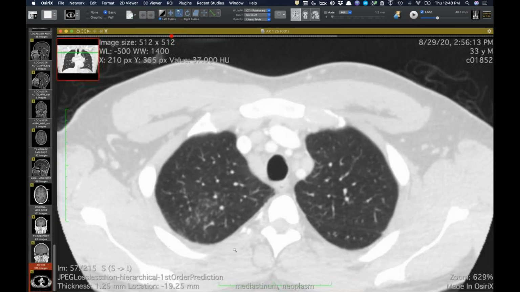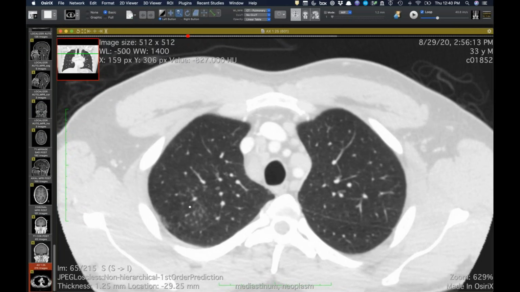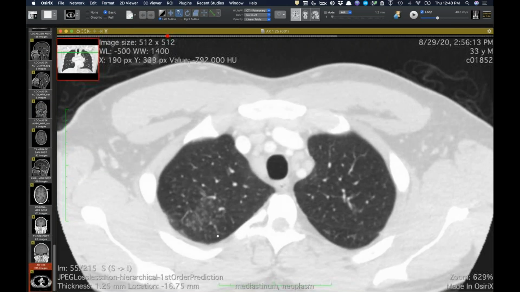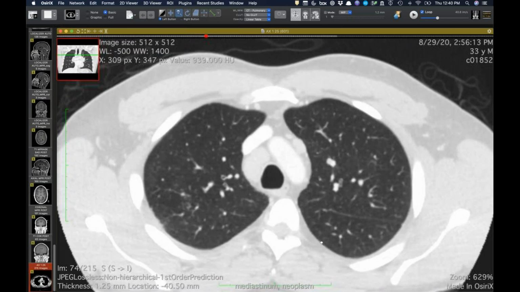So you can see subtle perilymphatic nodules. If these weren't 1.25 millimeter slice thickness, and were the old 5 millimeter, you might say these were ground glass, but certainly they're discrete little micronodules.